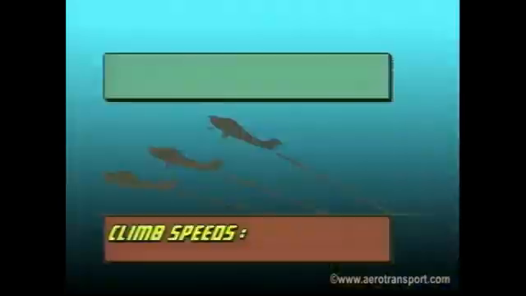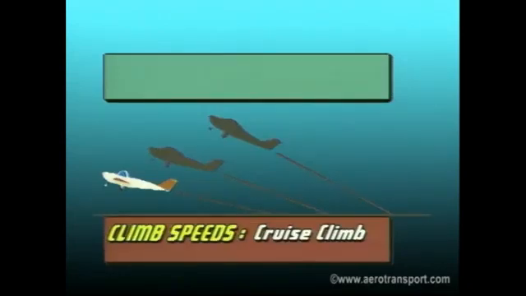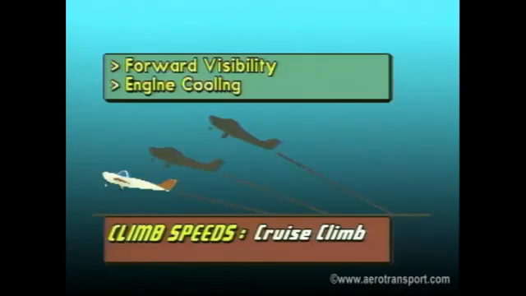First, some definitions. Climbs may be carried out at different speeds. These are specified in the aircraft operating manual. One is the recommended normal climb speed. This is the speed you climb at under normal circumstances. It is higher than the best rate of climb and best angle of climb speeds, which will be defined in a moment. Its advantages are better forward visibility and adequate cooling for the engine.